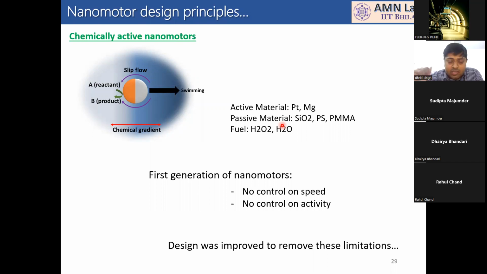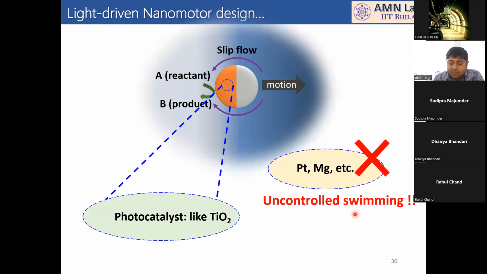When we are going to design some motor, with future applications in mind like nanomachines or nanorobots, these basic requirements are a must. We should have control over the activity. So how can this be tackled? There is one way to solve this, which is what we did in our lab. We replaced this active side with a photocatalytic TiO2 material. TiO2 is a wide band gap semiconductor material.